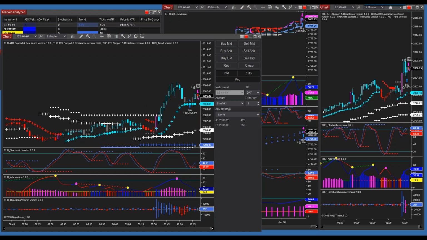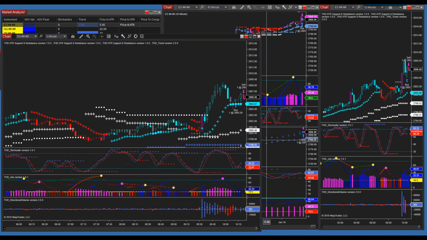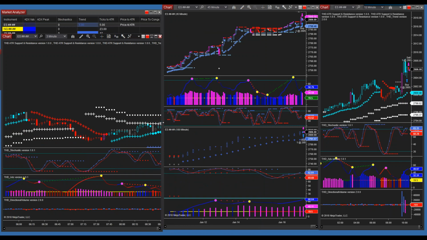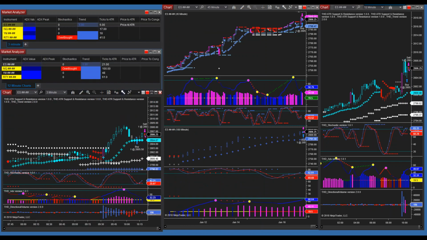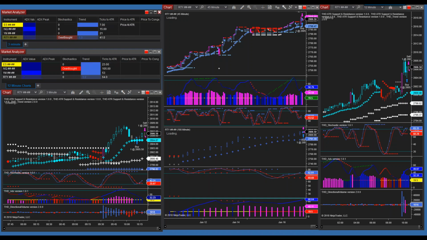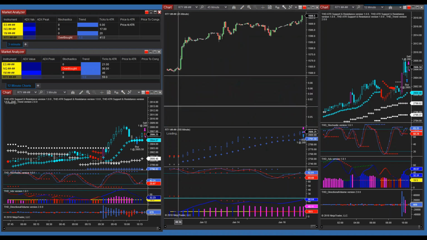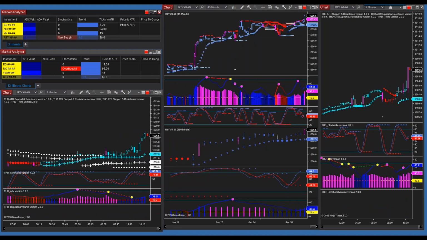Now, let's take this back off. You can also see it's telling me that I'm overbought on the NASDAQ 12-minute chart. I'm also overbought on the Russell 3-minute, but not the 12-minute. It's not registering it for the 12-minute.